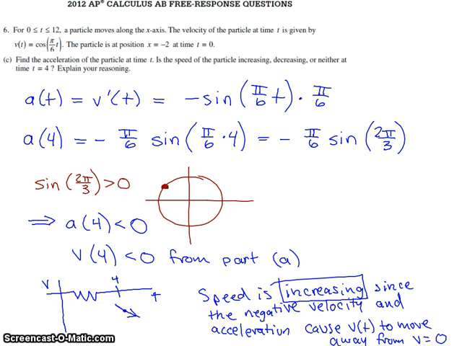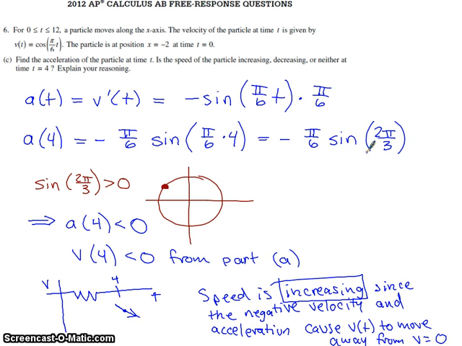So you just have to recognize that acceleration is the rate of change of velocity, or the derivative of velocity. So taking the derivative of this velocity function using the chain rule is going to give us this. So the derivative of cosine is negative sine. We leave the inner function there, and then times the derivative of the inner function. We want to find the acceleration at 4 now. So the acceleration at 4 is going to be this value.